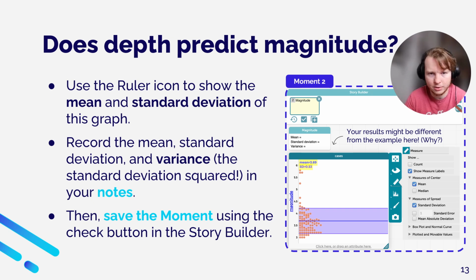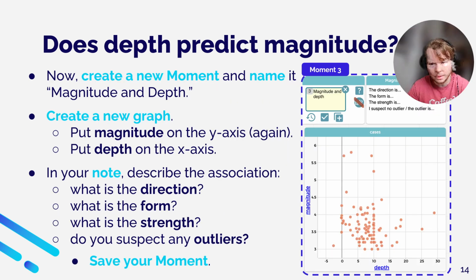So our next analysis is going to be, does depth predict magnitude? We're going to use the ruler icon to show the mean and the standard deviation of the graph. In the notes of this moment, we want students to record the mean, standard deviation, and variance. The variance is going to be the standard deviation squared. Students will have to do a little math for that. It'll really pay off if you do these extra slides later on. If students happen to skip the variance, it's not the end of the world. At this point, they should save this moment using the check button and create a new one.